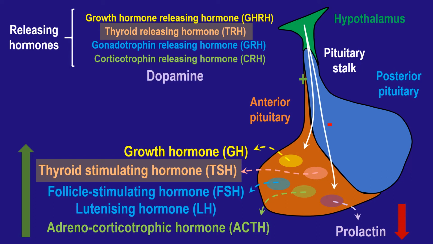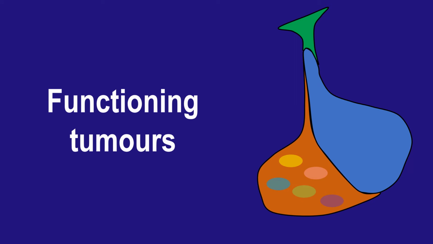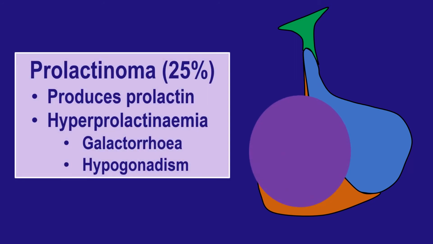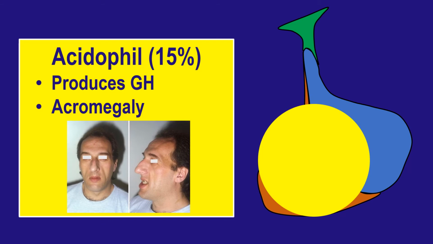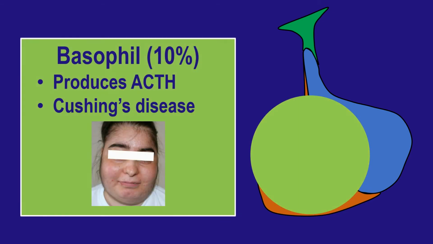Tumours that affect specific cell groups cause release of that specific hormone and are called functioning tumours. The most common example of a functioning tumour is prolactinomas, which produce the hormone prolactin and therefore cause features of hyperprolactinemia. Acidophil tumours release growth hormone and cause the condition acromegaly. Best to remember A for acidophil and acromegaly. Basophil tumours instead release ACTH and cause Cushing's syndrome, more specifically termed Cushing's disease.